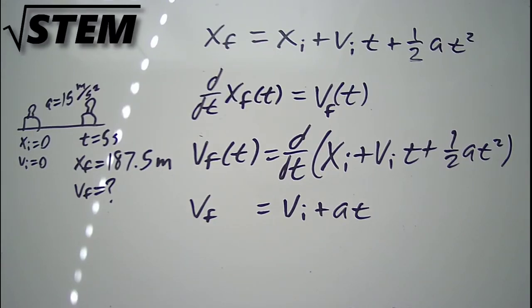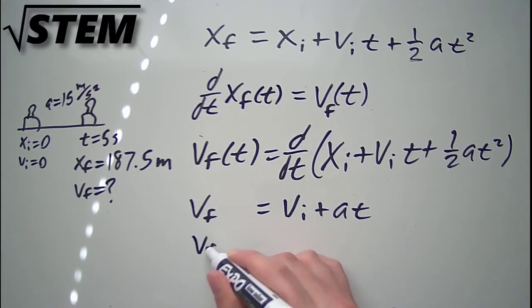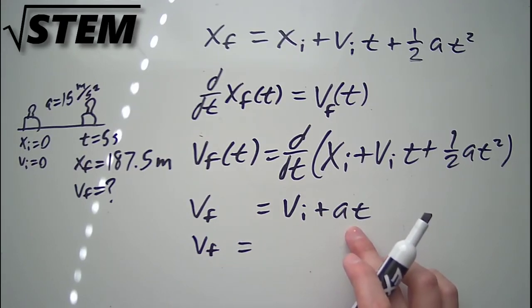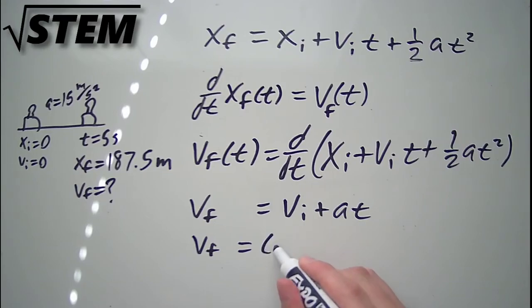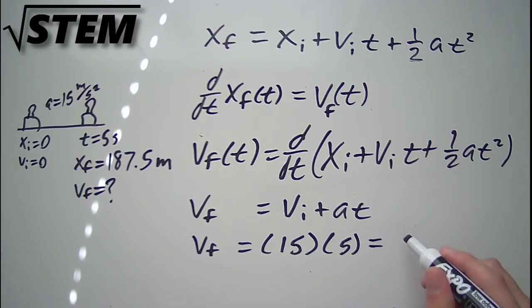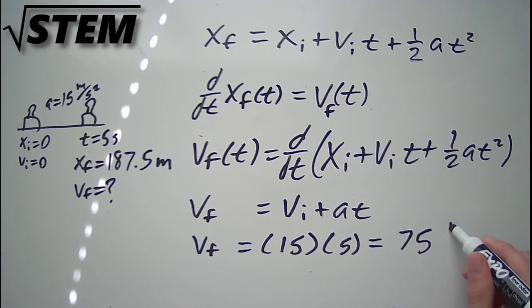That's what we're going to use to find our final velocity. So if we go ahead and plug in our numbers, remember our initial velocity is 0, so it's really just going to be a times t. 15 meters per second squared times 5 seconds, and that is going to give us 75 meters per second.